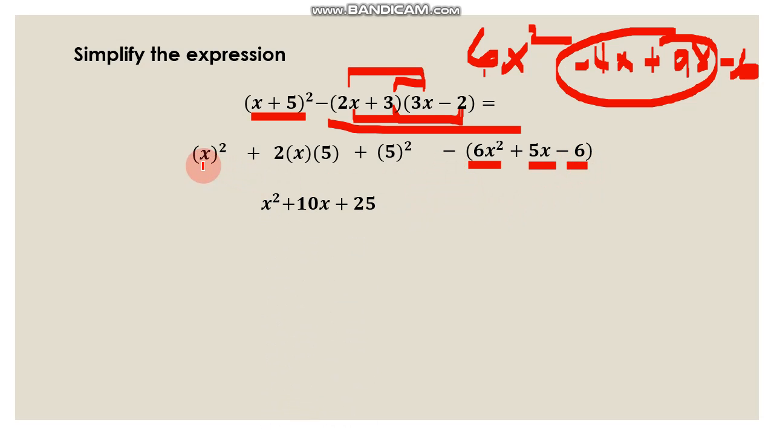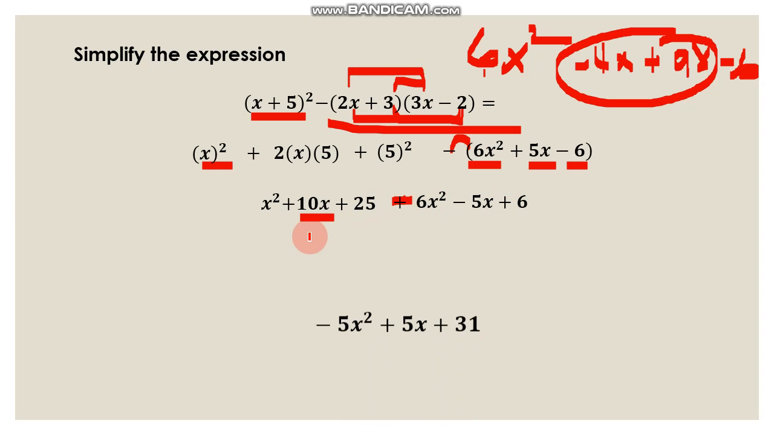Okay, so simplify. x times x, x squared. 2 times x times 5, we got 10x. And then 5 times 5, 25. So distribute the negative sign. We got negative 6x squared, this is negative 6. And then negative 5x, and this is positive 6. So this is negative 6.